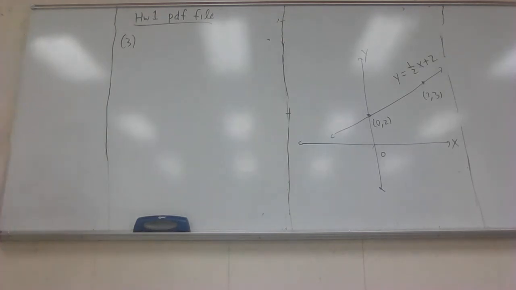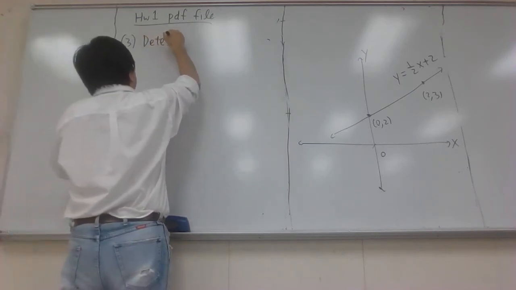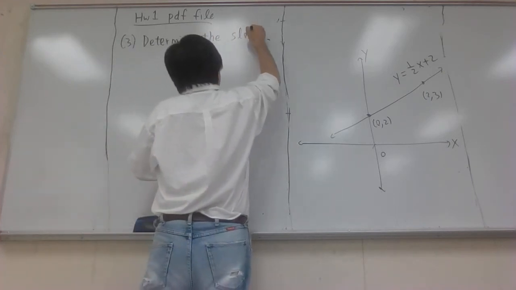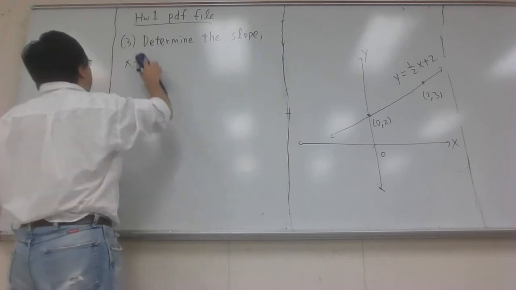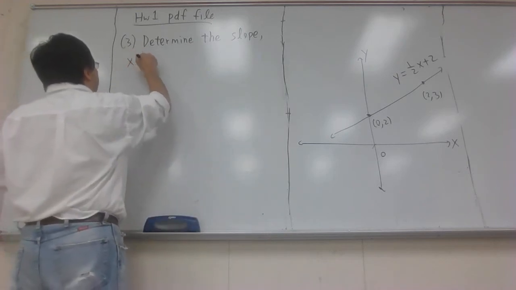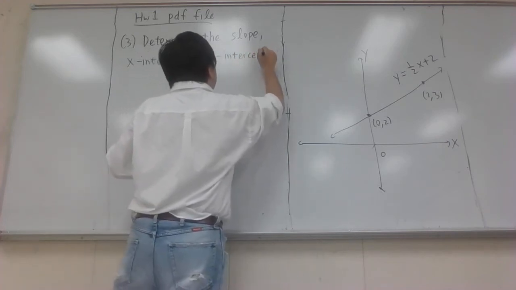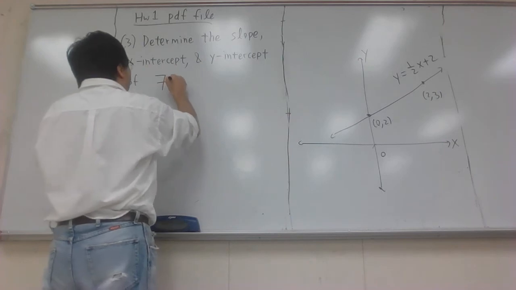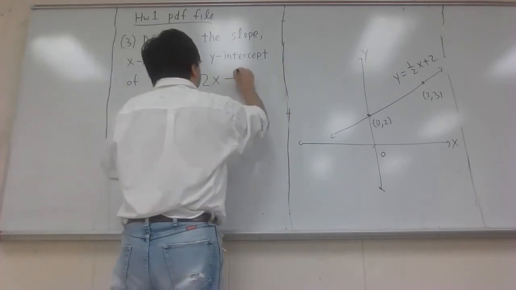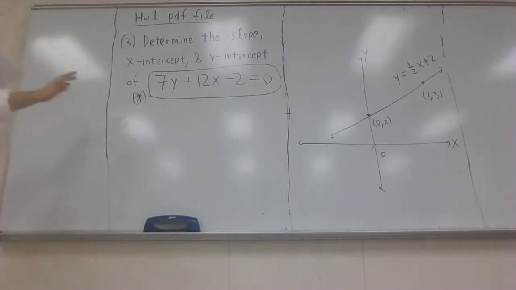So this question asks us to find the slope, the x-intercept, and the y-intercept of a certain straight line equation. Determine the slope, the x-intercept, and y-intercept of the straight line equation 7y plus 12x minus 2 is equal to 0. By the way, let's call this equation over here star, for future reference.